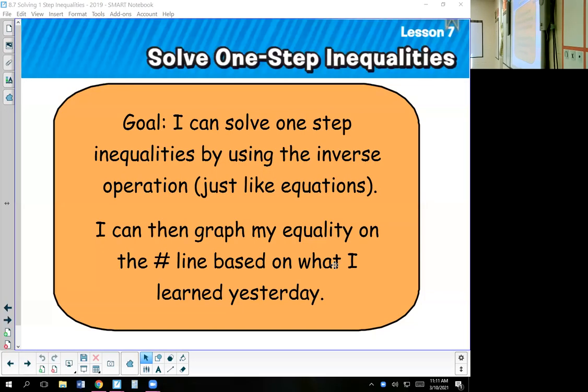All right. Next is solving one-step inequalities. You solve it just like you solve an equation. Make sure you know how to do it on a number line, whether it's open or closed and which way it's going. Always want to test a number that's not on the number line to make sure it works.